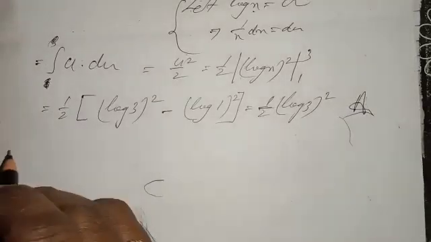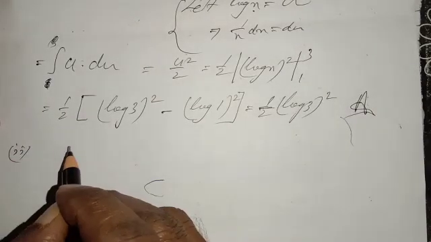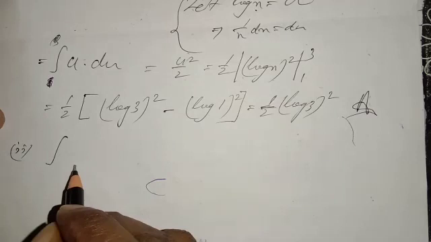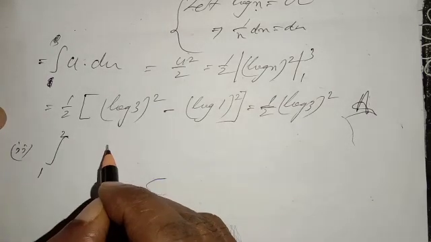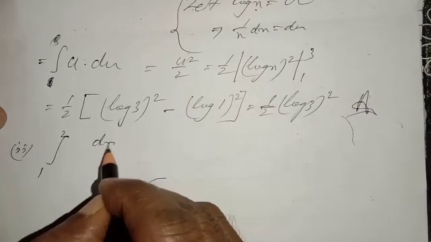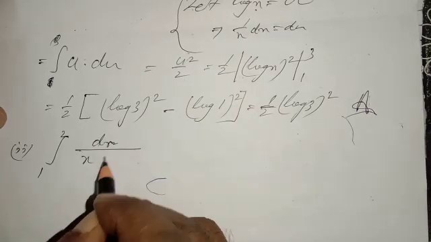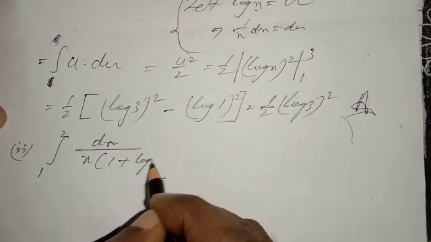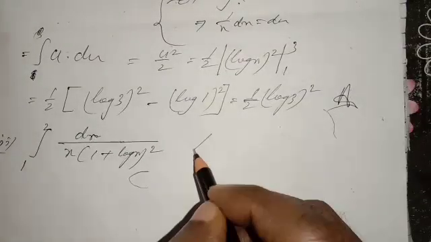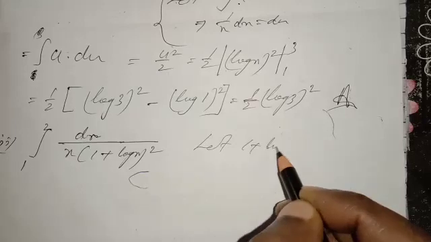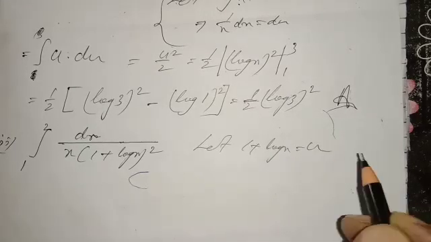Now come to the second part question. The second part question given, number 10 second part, integration 1 to 2, dx by x into whole square of 1 plus log x. That means you have to substitute, let 1 plus log x is equal to u.